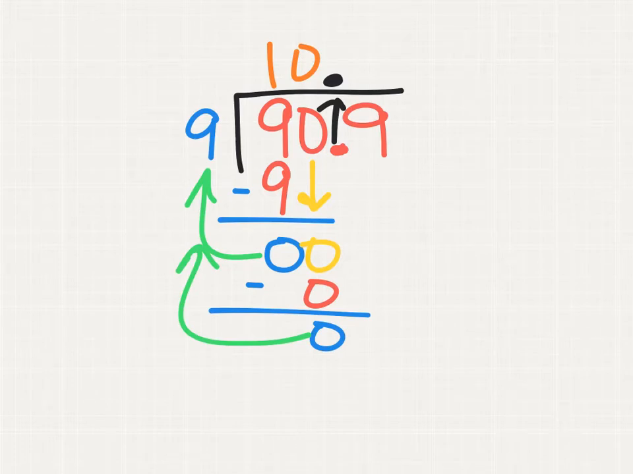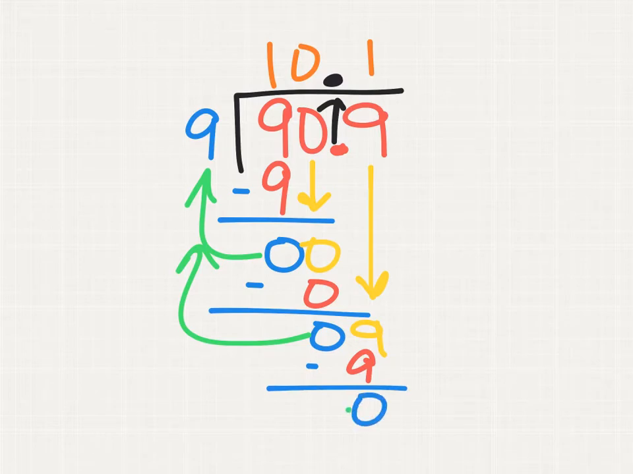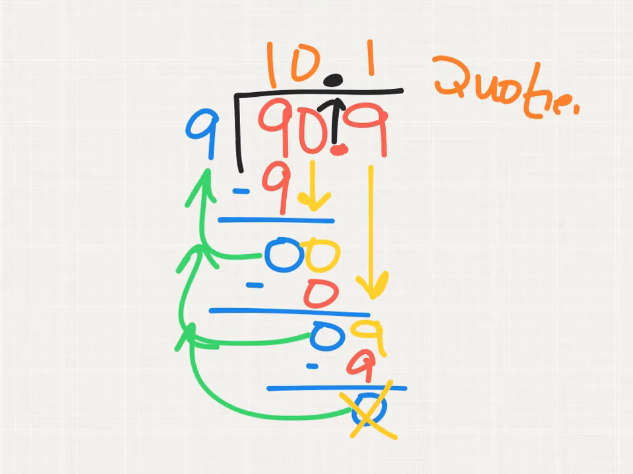I bring down the next digit, which is 9. How many groups of 9 can I make from 9? That answer is 1. 1 times 9 is 9. I subtract. I get 0. I compare. I'm less, which is great. I have no more digits to bring down. No more digits in my dividend with a remainder of 0 means I'm finished. My quotient from 90.9 divided by 9 is 10.1.